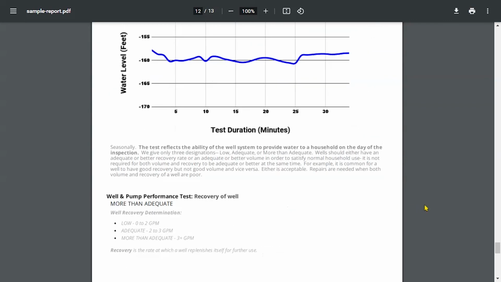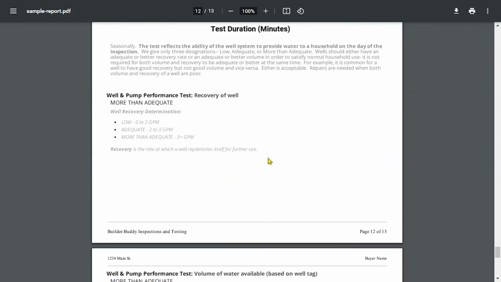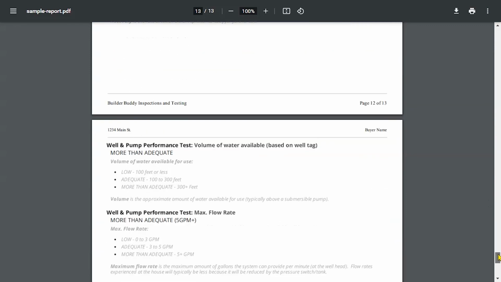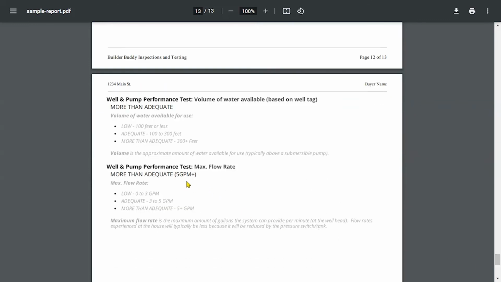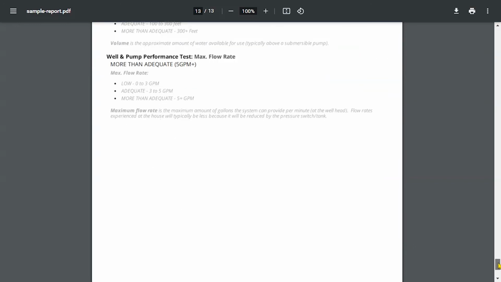So now going over what we like to see, we want to make sure we have good recovery, good volume, and good flow. We only need one or the other as far as recovery and volume. We always want to see good flow. But in this case, everything is great. So recovery is more than 3 GPM, gallons per minute. So that's excellent. For our volume, we have more than 300 feet of water available. So that's excellent. And then our flow rate, we were getting more than 5 GPM. So that is excellent as well. So really good flow test results here.